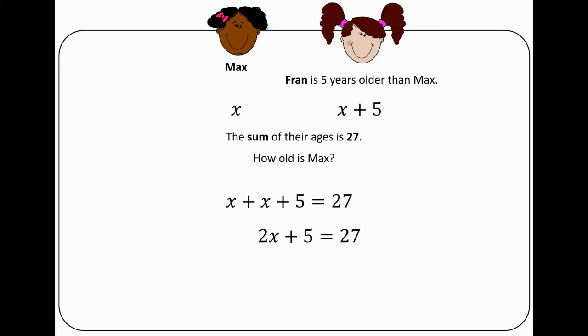I formed a perfect linear equation, so what do I need to do now? I need to solve my equation to find out what my X is. Subtract 5 from both sides, that would give me 2X is equal to 22. Divide by 2 on both sides, X is equal to 11. Please copy down this example here. The main thing is you have to make sure your expressions are correct from the beginning. If Max is X years old, Fran is 5 years older, so that would be X plus 5. If we said Fran is 5 years younger, it would be X minus 5.